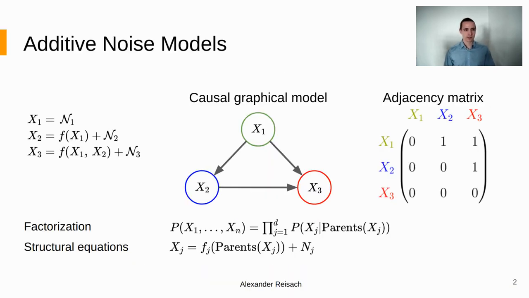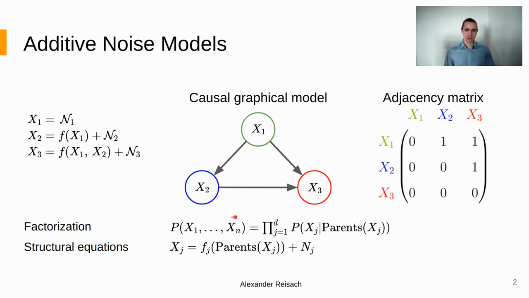Now, let's first jump into additive noise models. They typically consist of a set of variables that are defined as transformations of other variables and an additive noise term. And combined, they form a causal graphical model. The structure of that causal graphical model can also be expressed in a binary adjacency matrix.